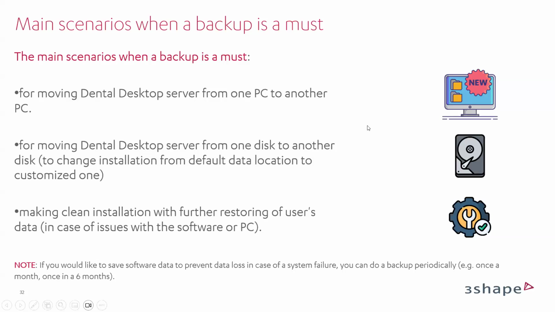Of course, we have some notes when we're using this process. If you would like to save software data to prevent data loss in the case of system failure, you can back up periodically, once a month or once in 6 months, so you can proceed with the data backup on your own system.